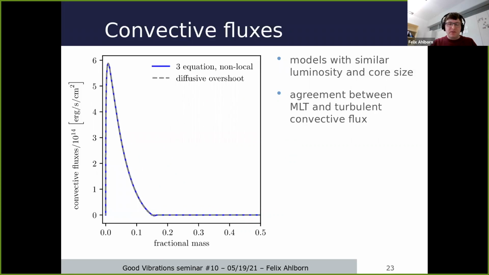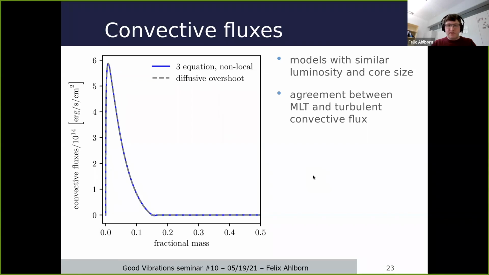Now for the three equation model, I would like to go into a bit more detail on the convective flux, because this is, as I said, also a very interesting quantity for the convection model. In this figure, I show a comparison of convective fluxes computed with the three equation model and from a diffusive overshooting model, which essentially means convective flux from mixing length theory, as a function of the fractional mass.